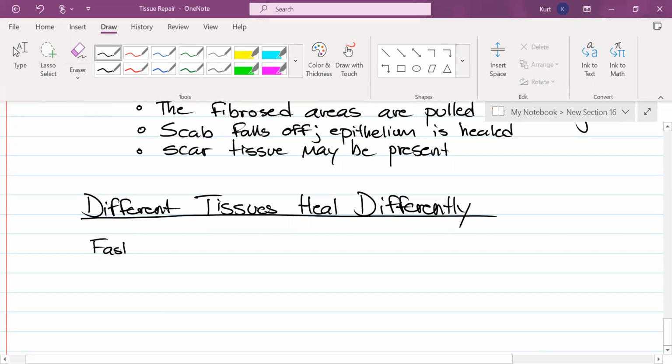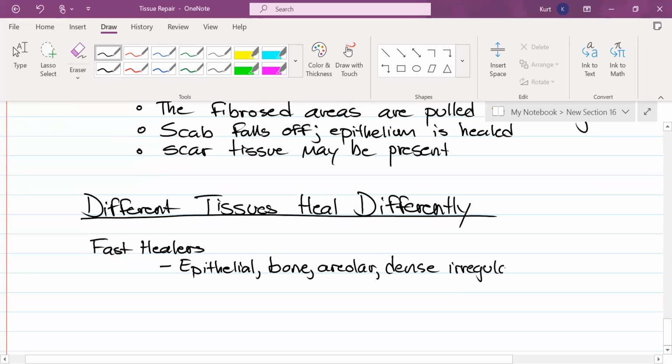So fast healers. This is going to be epithelial tissue, bone tissue, areolar tissue, which is the type of connective, dense irregular, which is your dermis. Dense irregular is your dermis, guys. They heal quickly. So your epidermis, your dermis, some of your other connective tissues and bone heals pretty quickly because they have a pretty good blood supply.